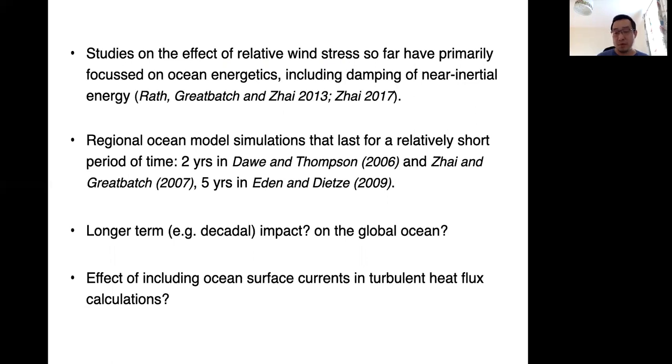I guess you could also ask a question, because so far we consider relative wind stress that basically includes ocean surface currents in the turbulent momentum flux calculation. Then you could ask, what about including ocean surface currents in the turbulent heat flux calculation? Is that important? And to answer those questions, we have to use a model.